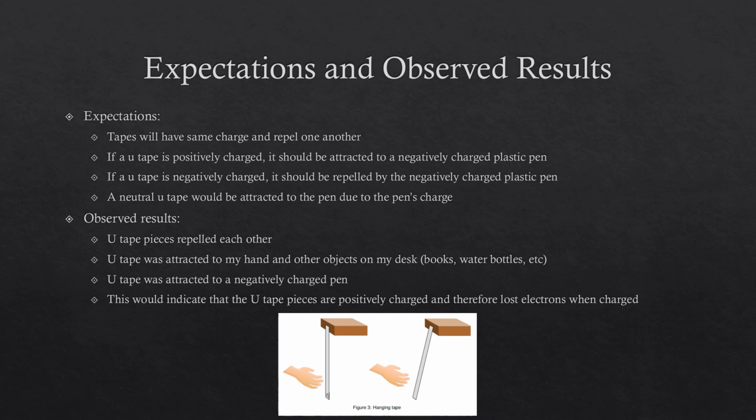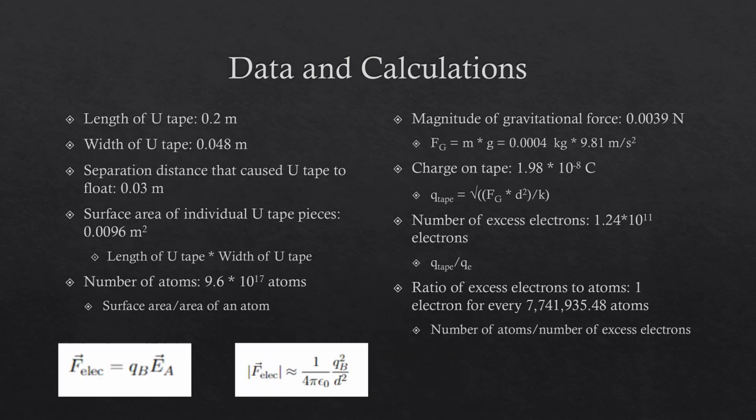After performing the experiment, I observed that in fact the U-tape pieces did repel each other. The U-tape was attracted to my hand and other objects on my desk. The U-tape was attracted to the negatively charged pen, confirming that the U-tape pieces are positively charged and therefore lost electrons when charged. Here are my data and calculations.